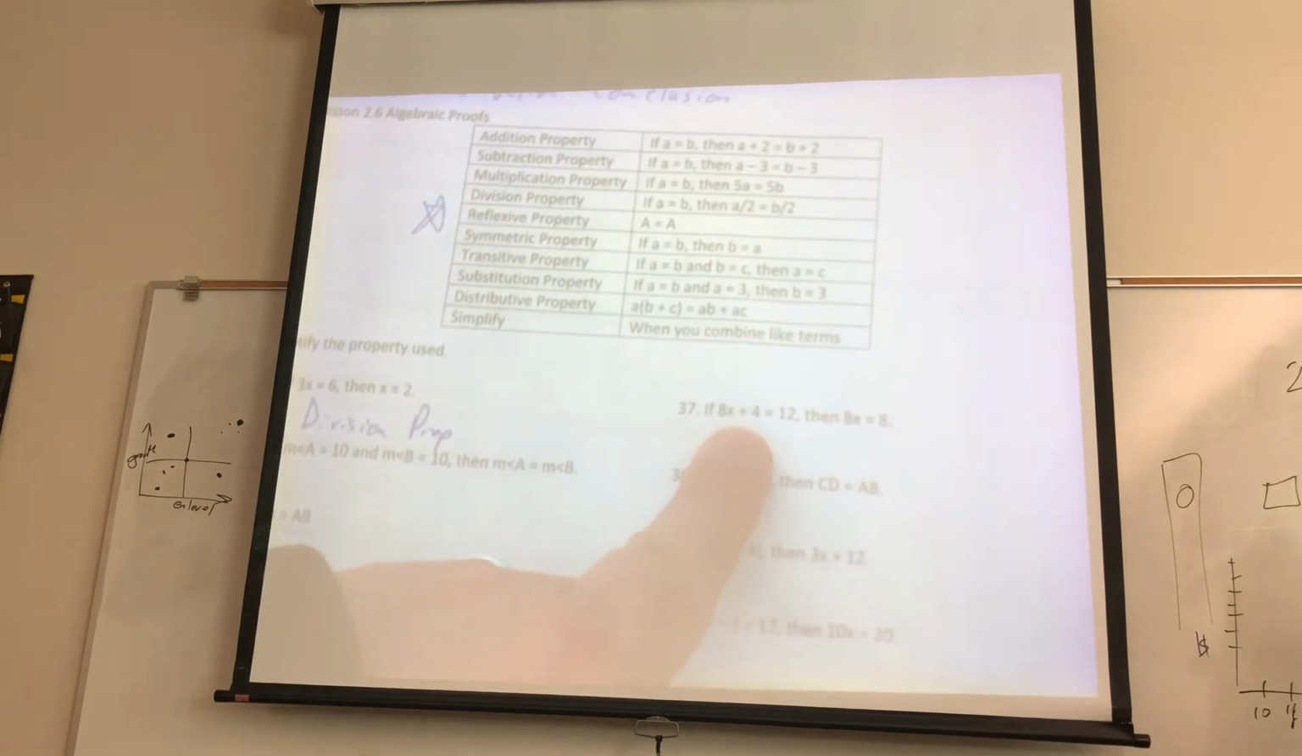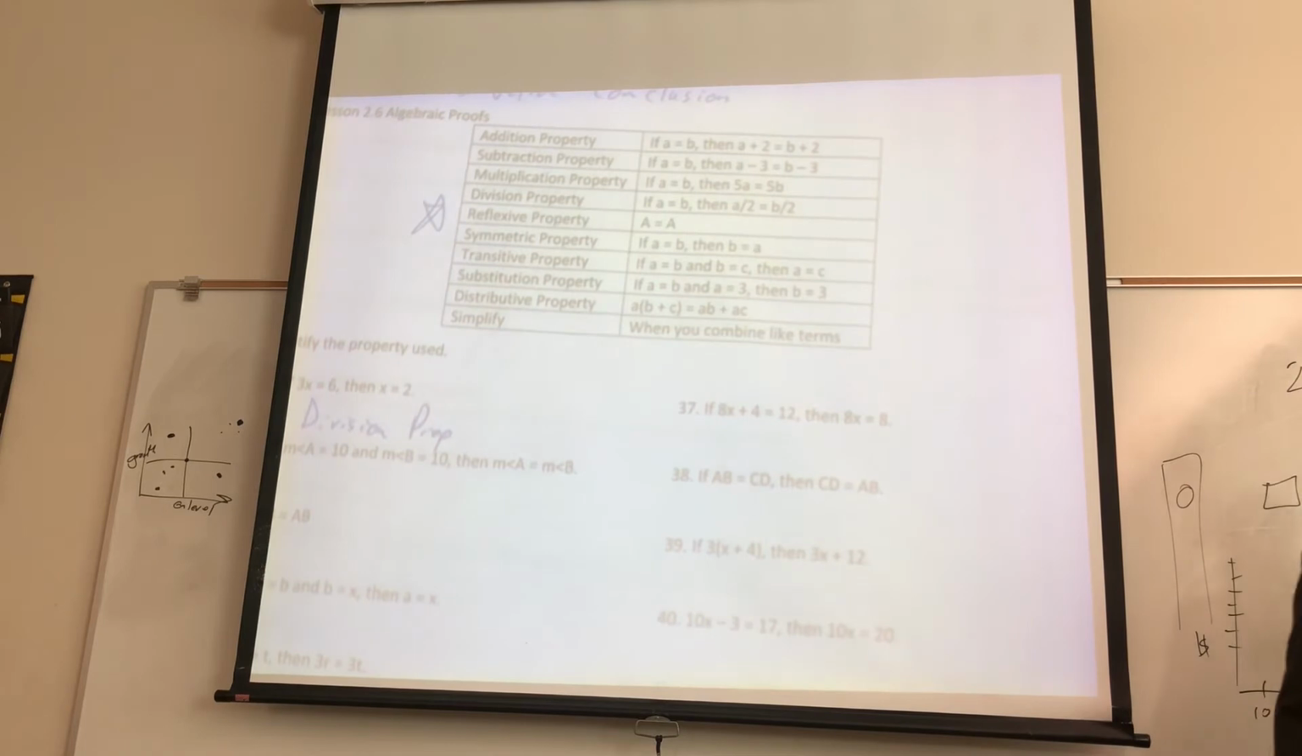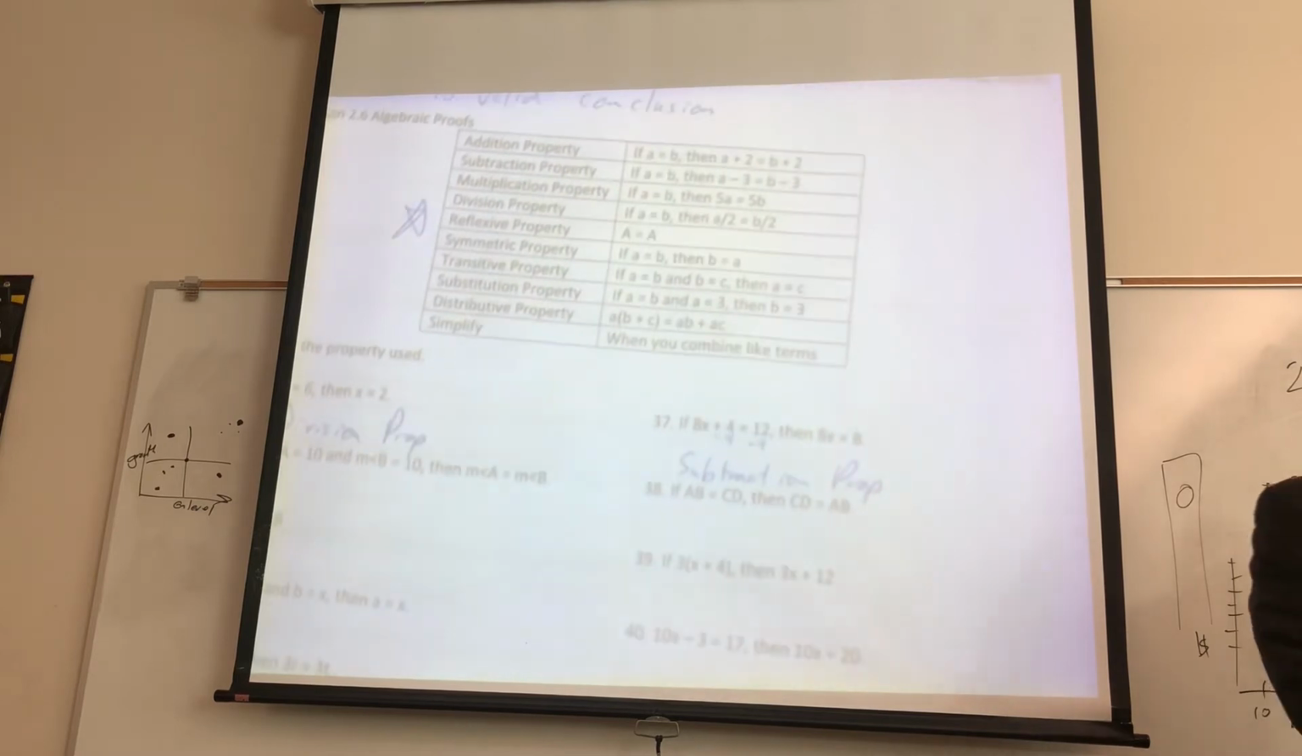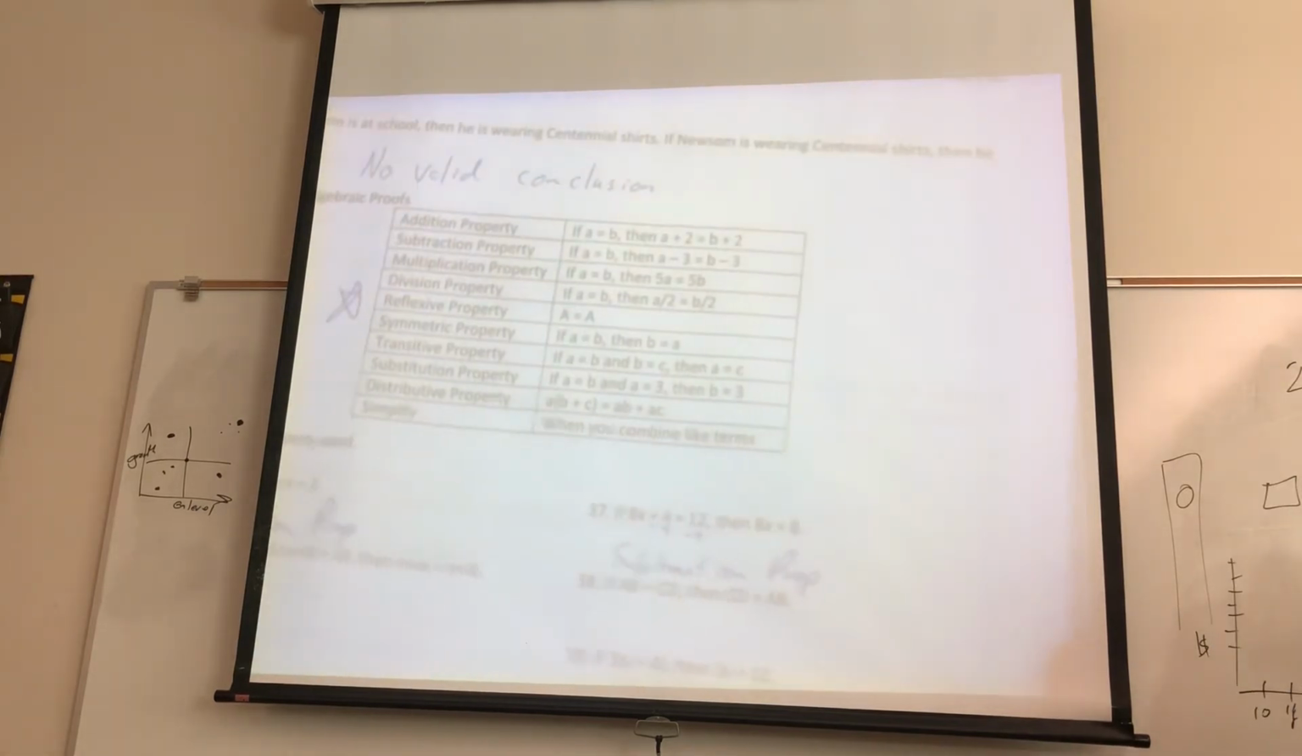If 8x plus 4 equals 12, then 8x equals 8. In order to get here, we would need to subtract 4 from both sides. That's the subtraction property. Some of them are going to be a little weird.